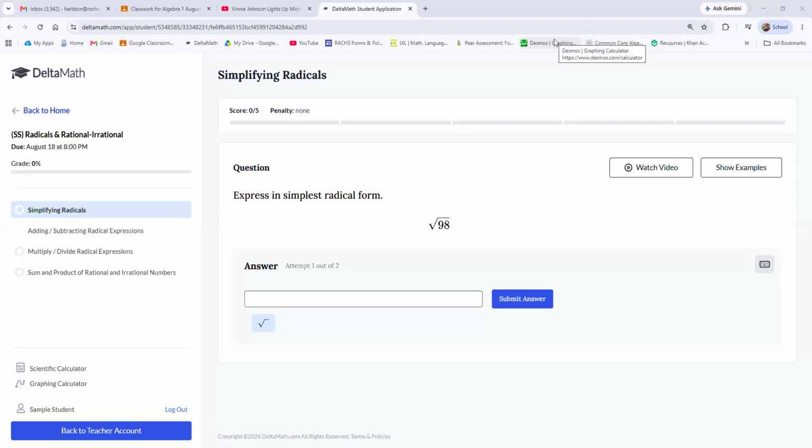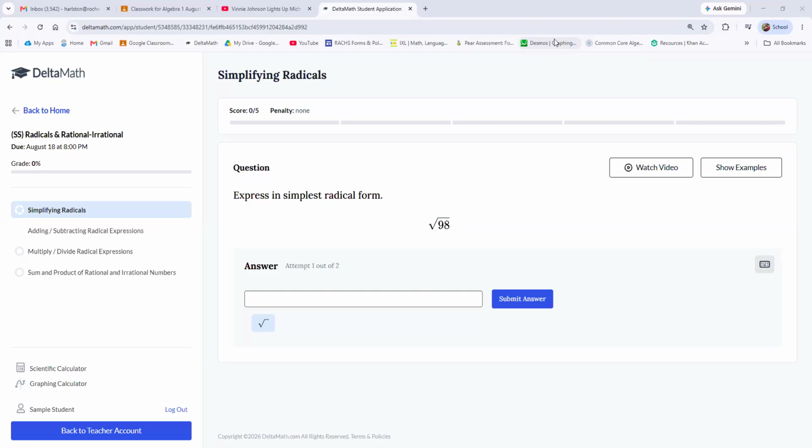Hey guys, this is Mr. H. I am going to do a quick video on simplifying radicals, adding radicals, multiplying radicals. But before I jump in and show you how to use this with the CAS version, which is much better, much easier, I want to show you how we had to do it before. So on the screen, what you see is the square root of 98.